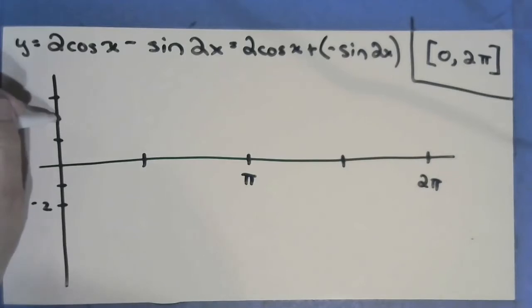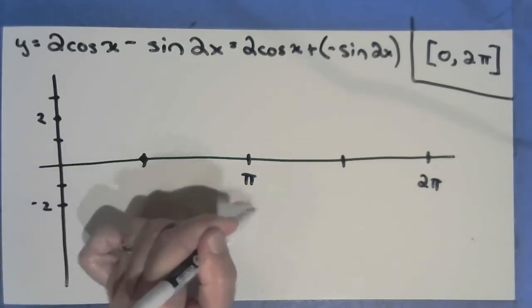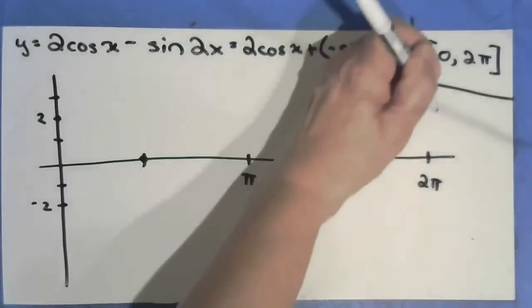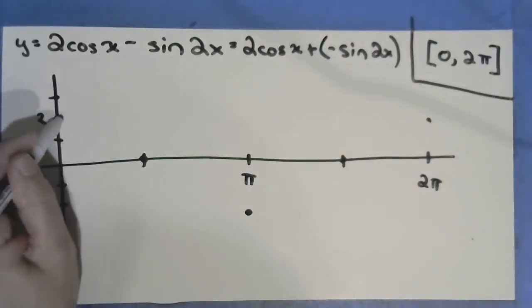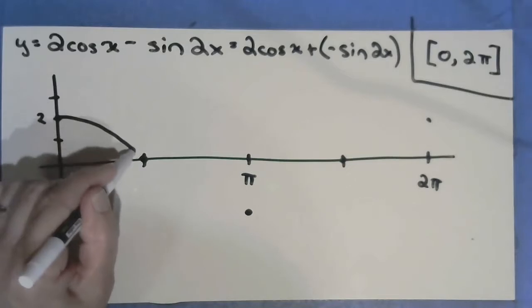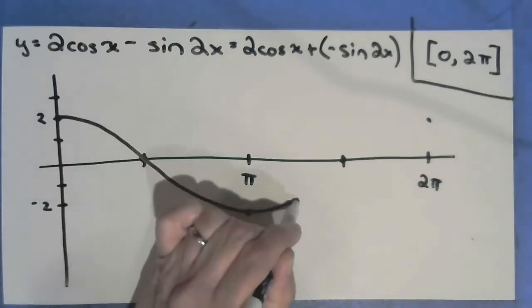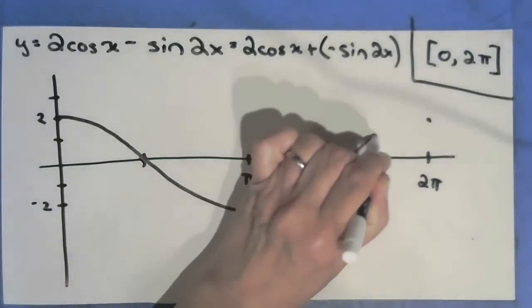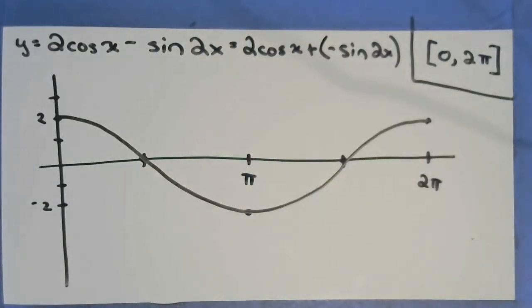So cosine is up, 0, down, 0, up. And I'm going to sketch in nicely, taking my time, a good graph of cosine. That's a good graph of cosine.